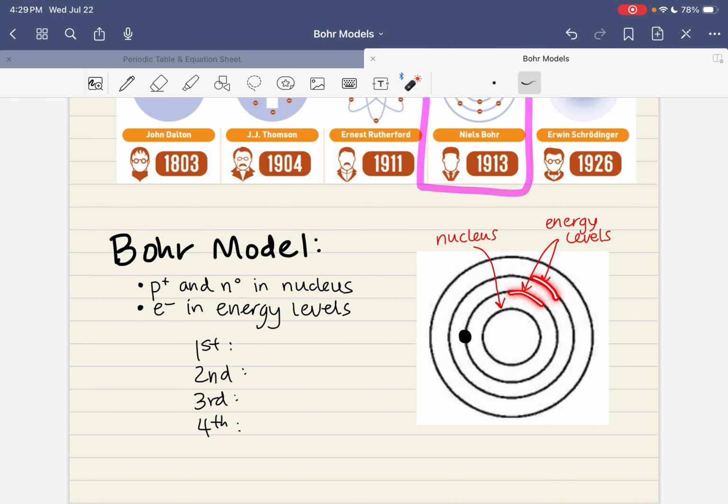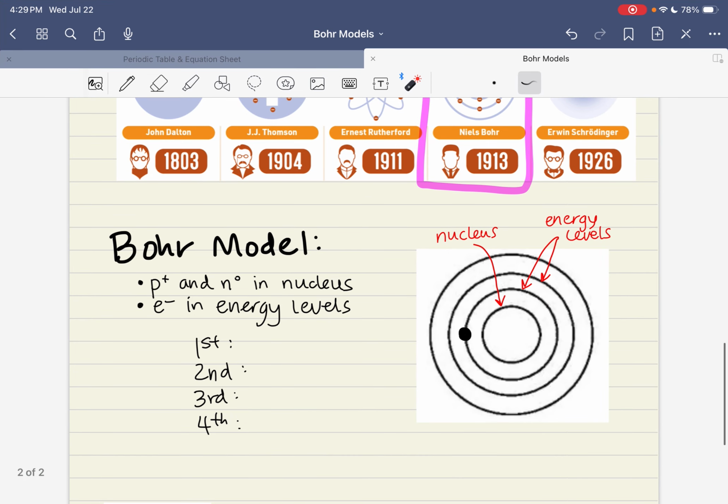First energy level, second energy level, third energy level. We draw electrons as these dots. So this is one of our electrons. There are a certain number of electrons that can go in each energy level, and you need to know these. So the first energy level can hold 2 electrons.